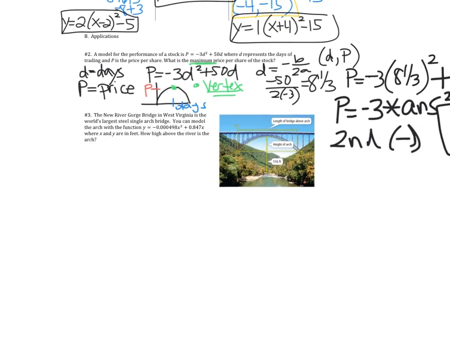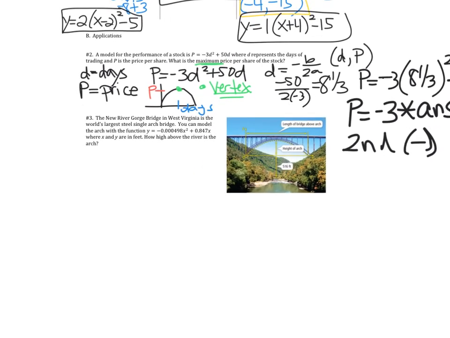Okay, last one. All right, there's this bridge here in West Virginia. It's the world's largest steel arch bridge. Now, do you see that parabola there? That's pretty cool, huh? There's a parabola. You can model the arc with the function, and they give it to you. X and Y are both in feet, so how high above the river is the arc?